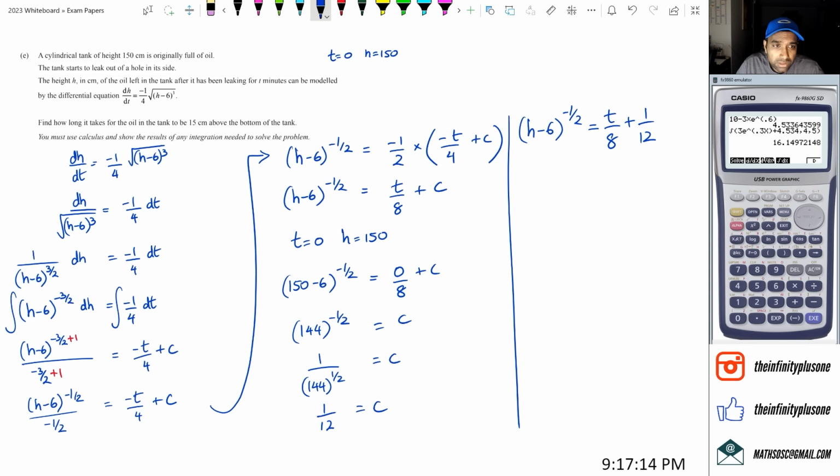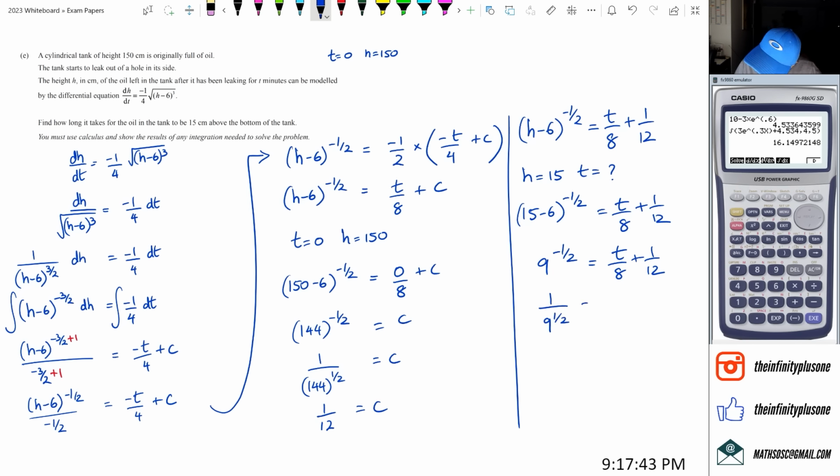Now the question's asking how long does it take for the oil to be 15 centimeters. So h is equal to 15, and they want to know what is t. So we've got 15 minus 6 to the power of negative half equals t over 8 plus 1 over 12. Now here we are going to get 9 to the power of negative half equals t over 8 plus 1 over 12. 9 to the power of negative half is just 1 over 9 to the power of half. I know I'm doing these extra steps here, guys, but it's just to show you how to get to that final answer. 9 to the power of half is 3, so 1 over 3 is equal to t over 8 plus 1 over 12.